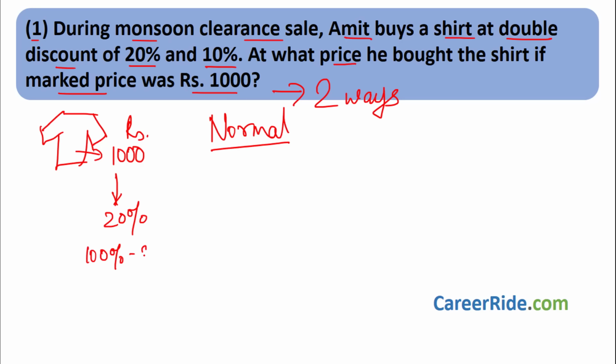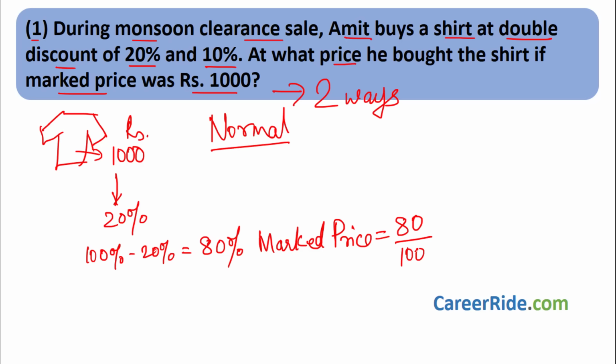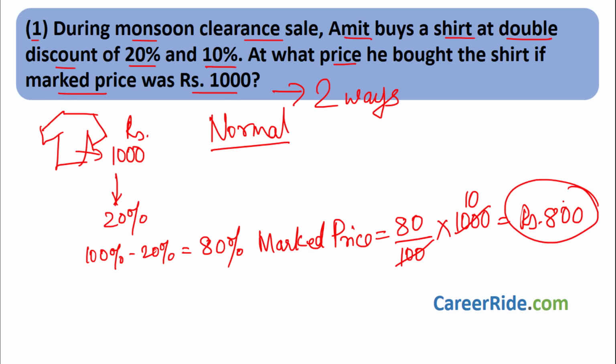So what will be the price of the shirt now? 100% minus 20%, that would be 80% of the marked price, right? Why? Because the 20% discount has been subtracted out of the total price, so what remains is just the 80%. So Amit has to pay now 80% of the marked price. Percentage means divide by 100, of is multiplication, marked price is 1000. So 800. After giving the 20% discount, the price of the shirt becomes 800 rupees.